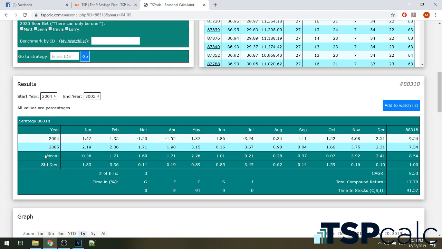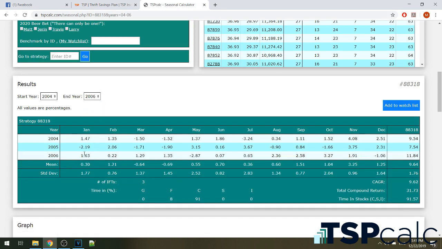And then we have this mean column. Mean is just another word for average. So basically 1.47 plus a negative 2.19 averaged out is a negative 0.36%. Okay, that's the average. And if you change this and include 2006, then the average changes. The average now includes these 3 years' worth of January data, and it comes out to 0.30. So that works the same way for each month, and it also works the same way for the annual column over here.